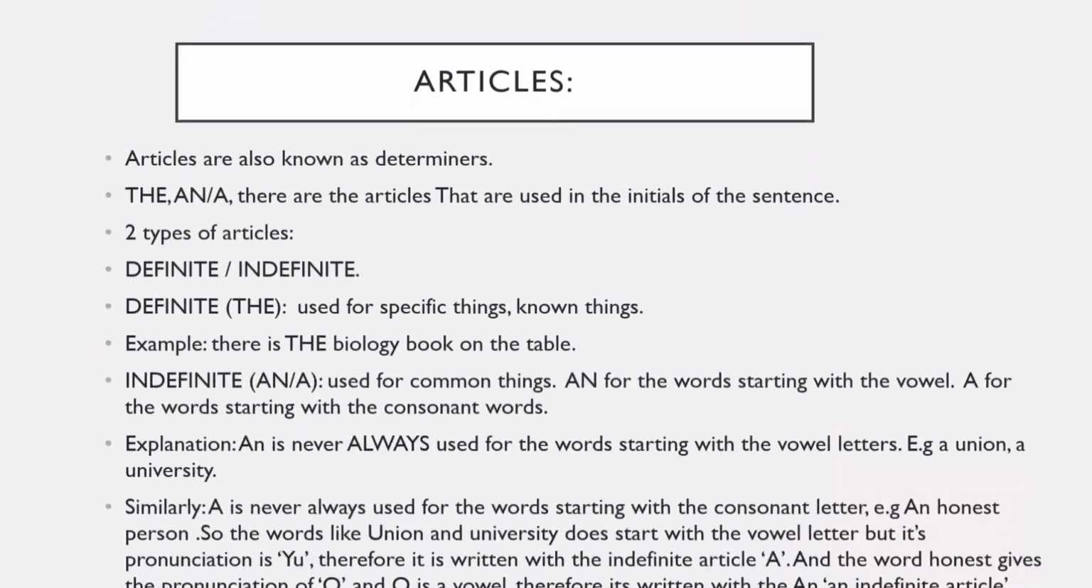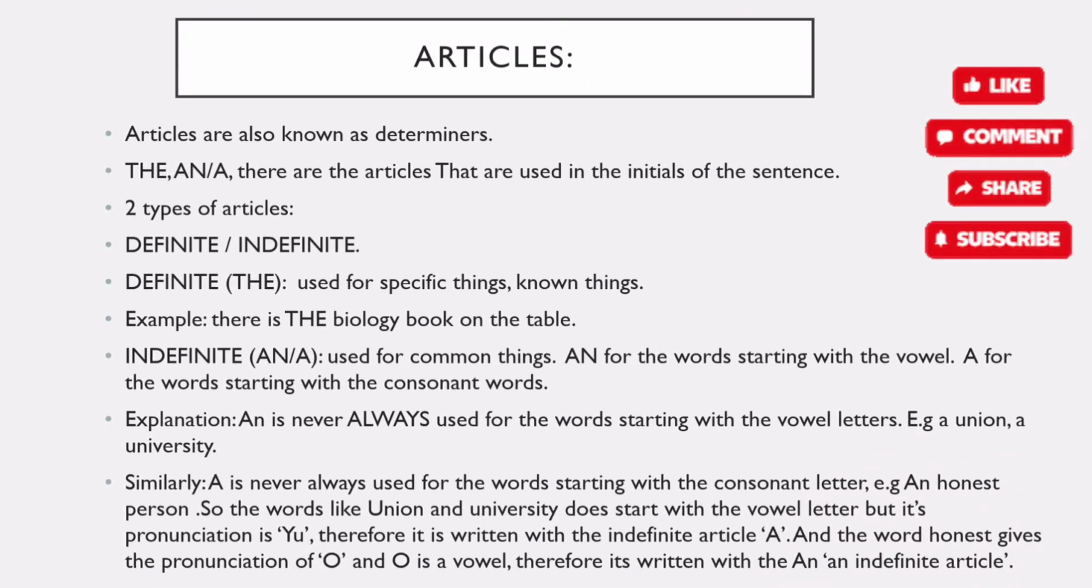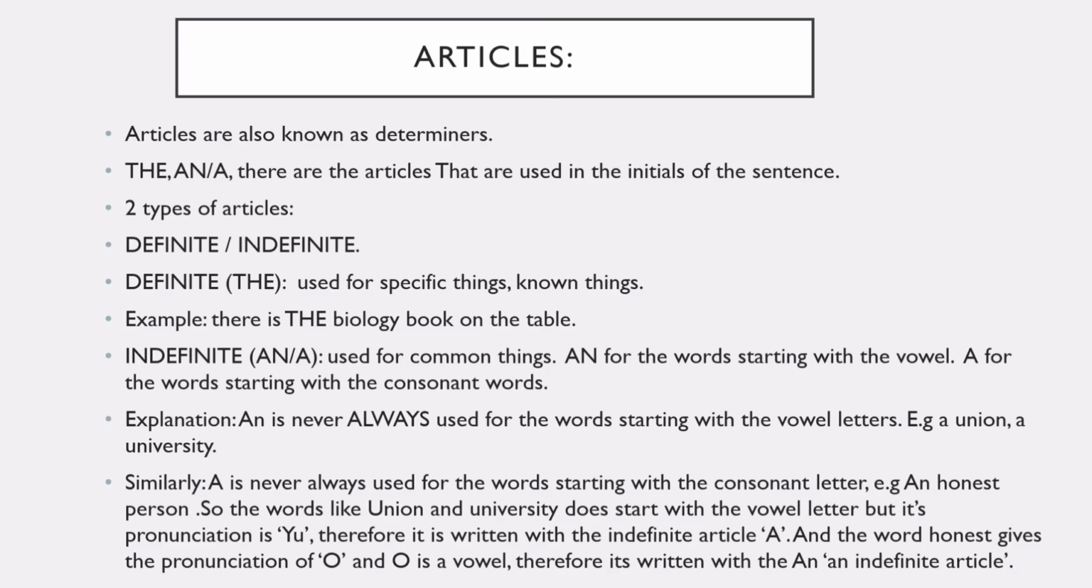So we have two kinds of articles, definite and indefinite article. Under the category of definite article, we just have the word the. An indefinite article, we have an or a. So the definite article, the, we use it for specific things or known things. For example, if I ask somebody that the biology book is lying on the table, I can also say that a book is lying on the table. So I would not specifically name the biology book.